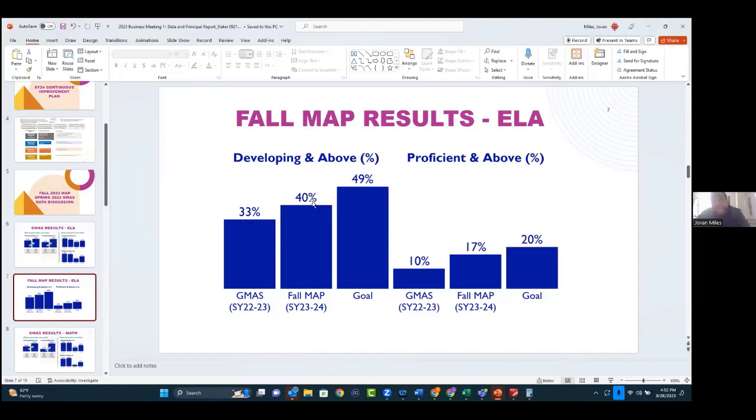Typically we will see students performing higher in the spring and a little bit lower in the fall because of that summer slide. But we're not having as much of a summer slide as we've had in the past, which is positive. But we are trending positively, again, with that asterisk in the developing and above bucket. We're also trending positively, again, with that asterisk in the proficient and above bucket, knowing that this doesn't include writing.